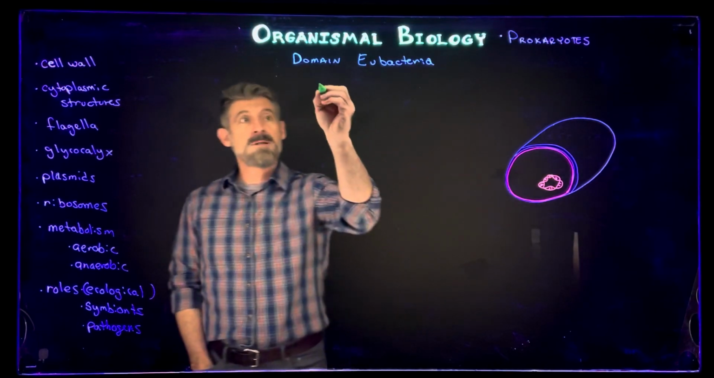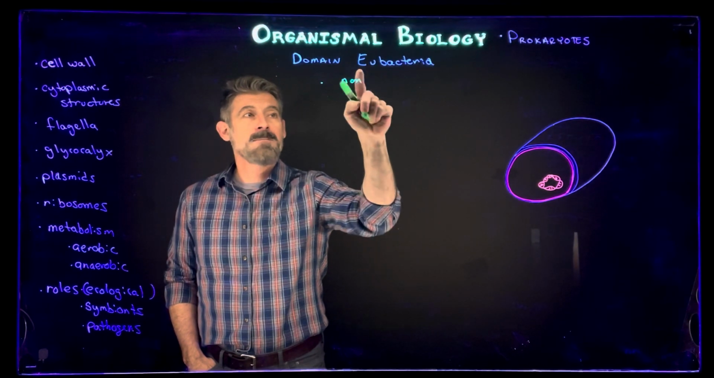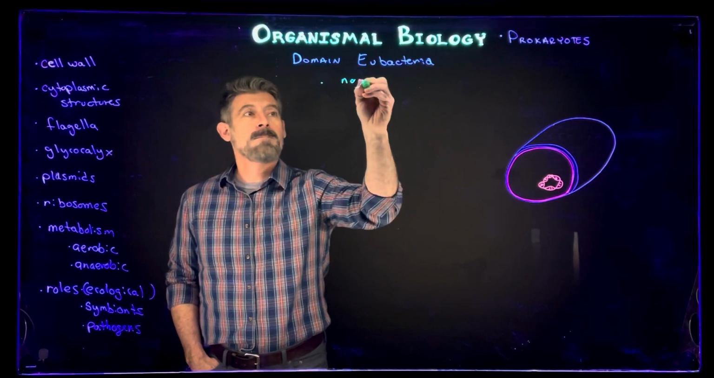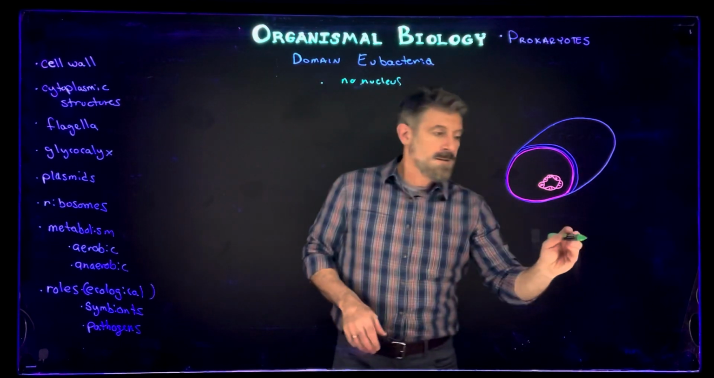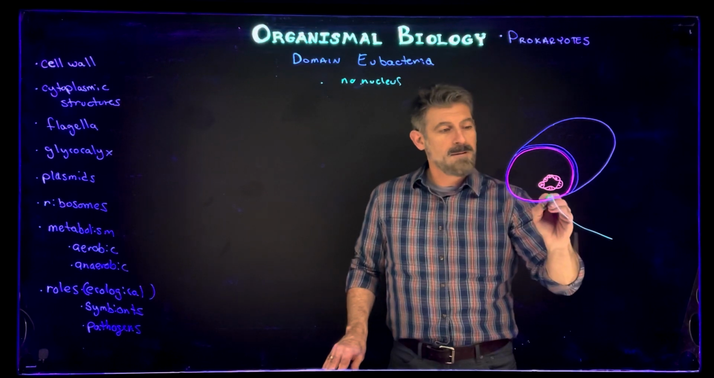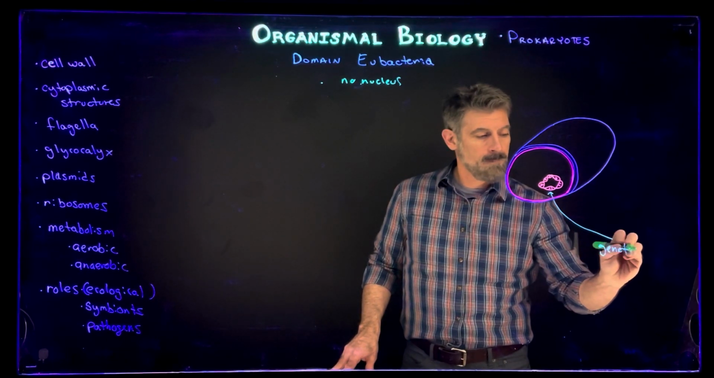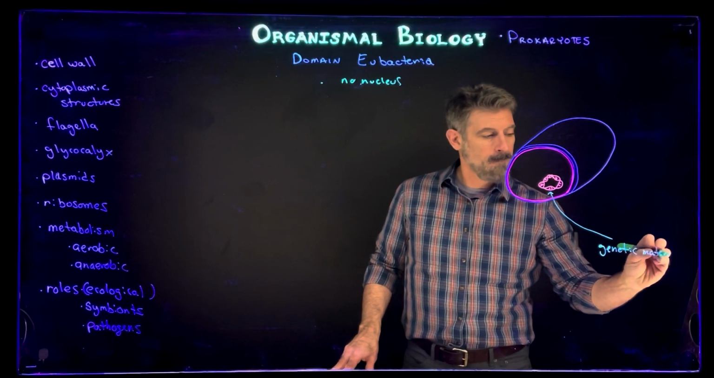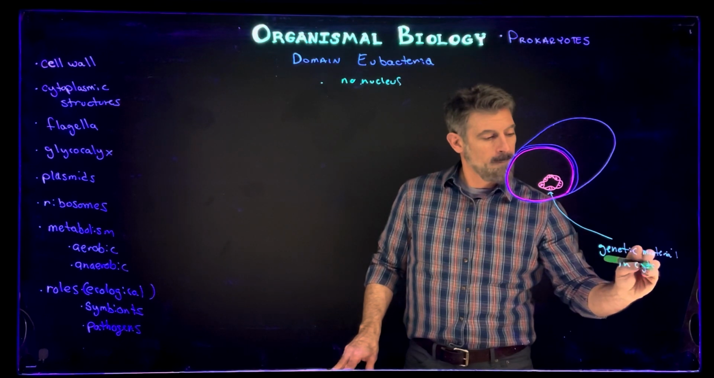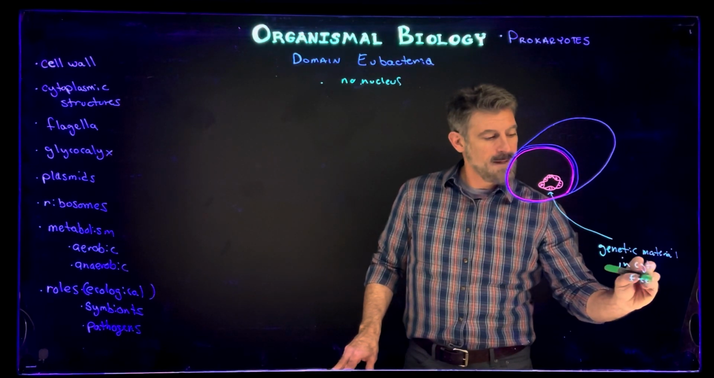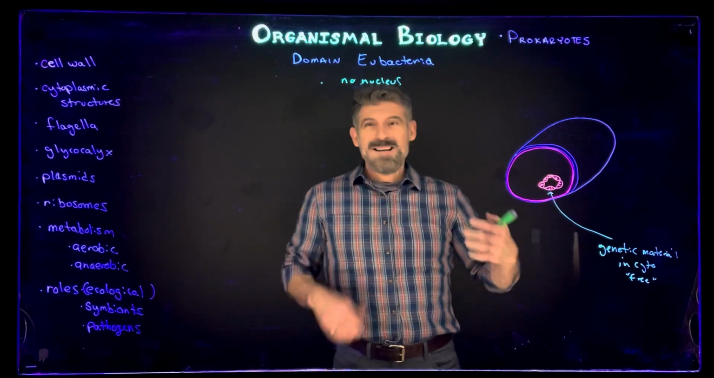For organisms in this group, obviously, one of the first things that always comes up is we say they have no nucleus. What does that mean? It means essentially their genetic material is free in the cytoplasm. And it's free, meaning it's not contained within a membrane. Which then expands on this.